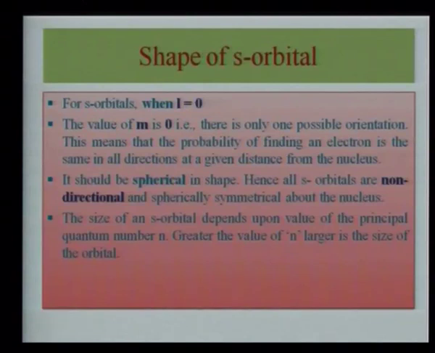Shape of s orbital: as you are aware, the value of l is 0 and m will be 0, so the shape will be spherical because it has the same orientation in all directions. Hence all s orbitals are non-directional and spherically symmetrical about the nucleus. The size of an s orbital depends upon the value of the principal quantum number n. Greater the value of n, larger is the size of the orbital.